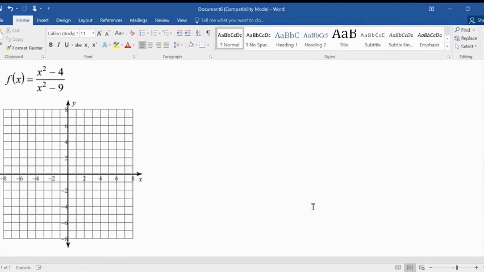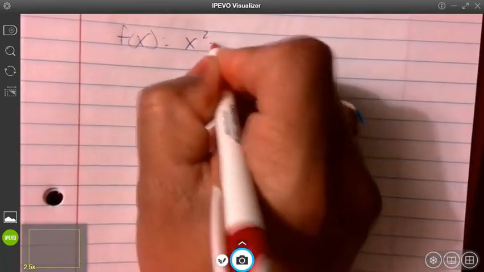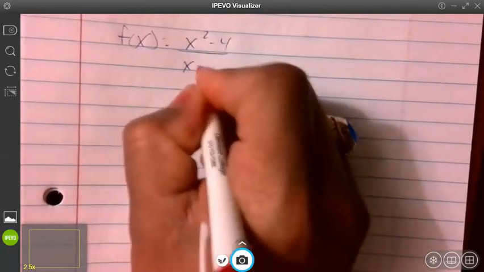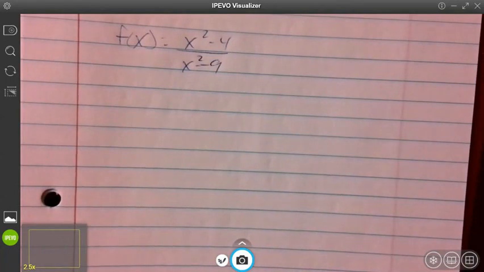Okay, I'm going to work on graphing the rational function, and also working on getting the domain and range of that function. So we had that function f of x equals x squared minus 4 over x squared minus 9. Remember we have to factor.